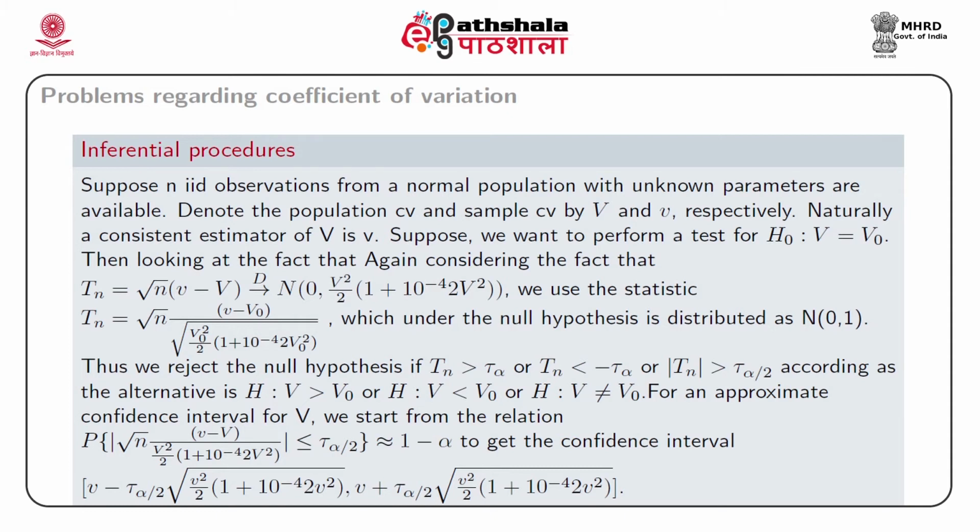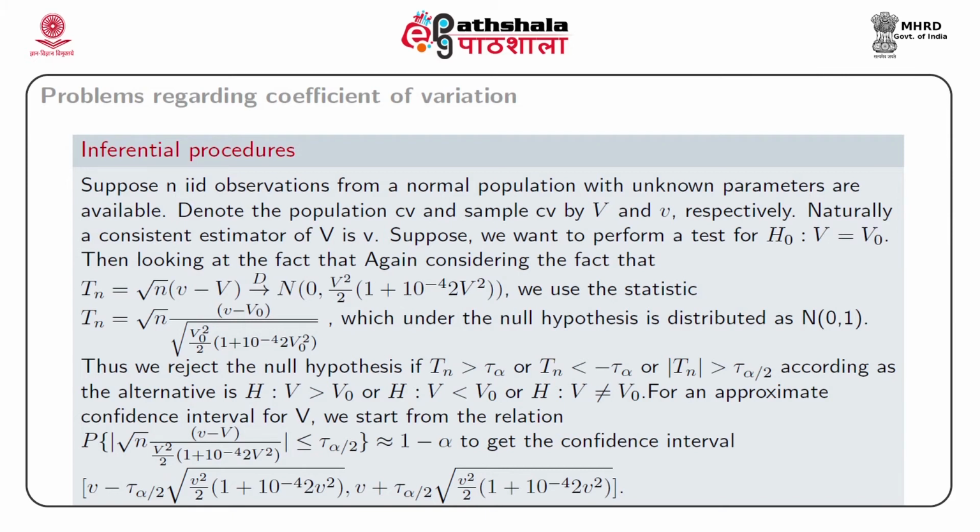Suppose we want to perform a test for the null hypothesis V equal to V naught. Then, looking at the fact that the large sample distribution of the sample coefficient of variation is normal with mean 0 and variance as given in the text, we can use a standardized statistic and we can replace the unknown capital V, that is the unknown population coefficient of variation, by V naught as specified by the null hypothesis, which has a normal distribution, of course, in large sample.